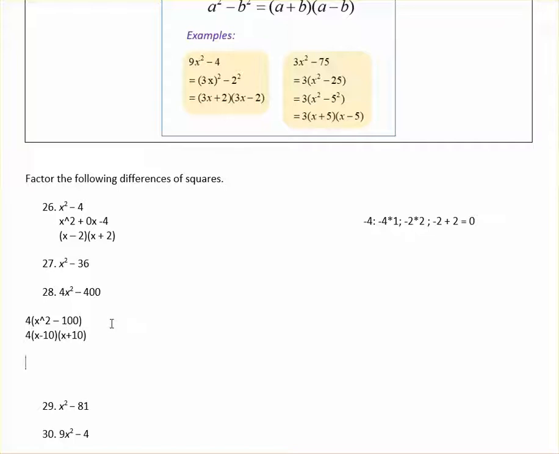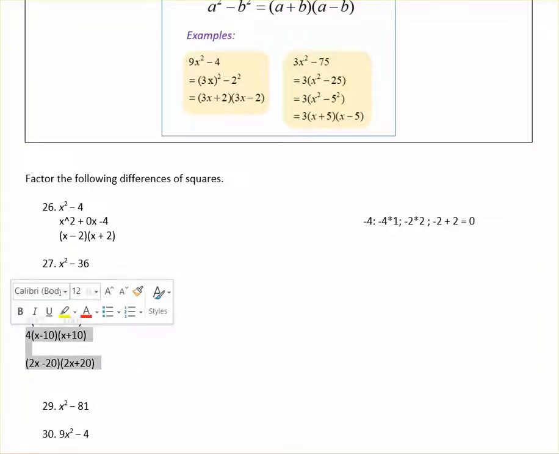That's method 1. Method 2 is we could just right away say we have a perfect square, 4x squared, the square root of that would be 2x. And the square root of 400, we just checked, and it was 20. And then in the other set of parentheses, it would be 2x plus 20. One has to be a minus, one has to be a plus. Both of those are correct.